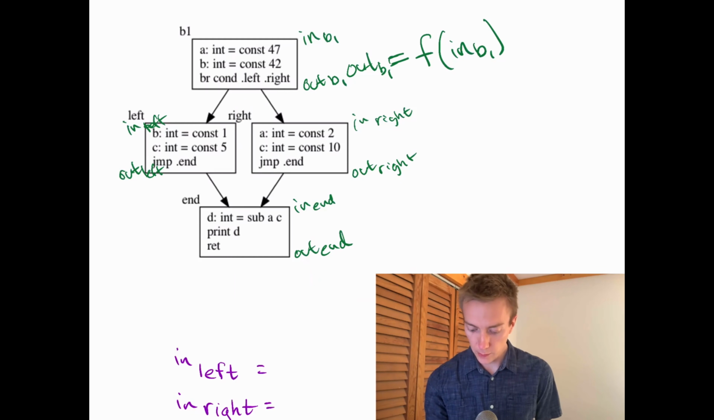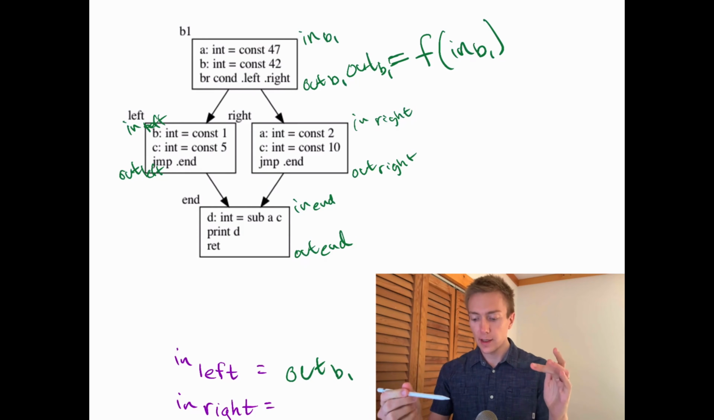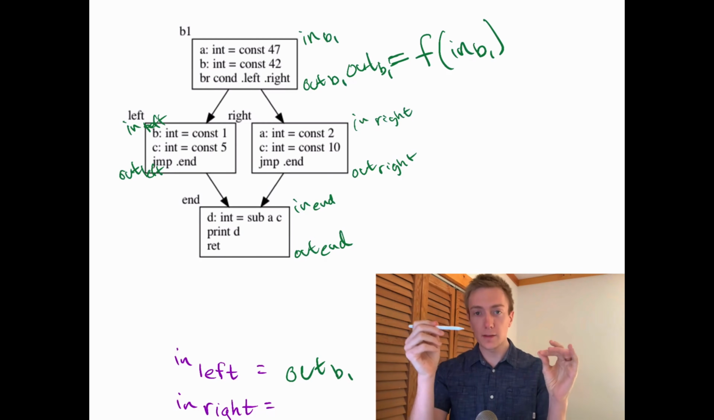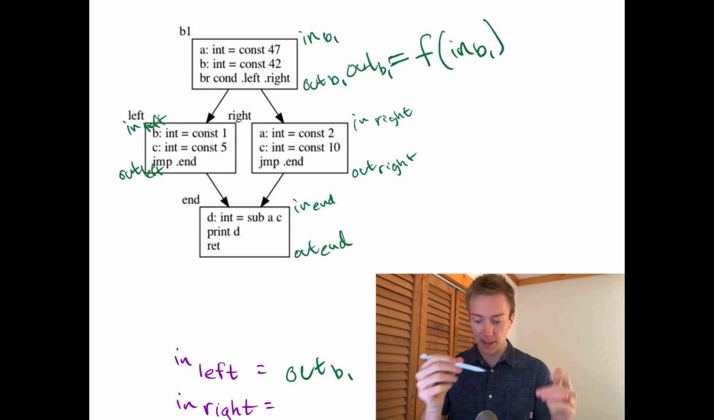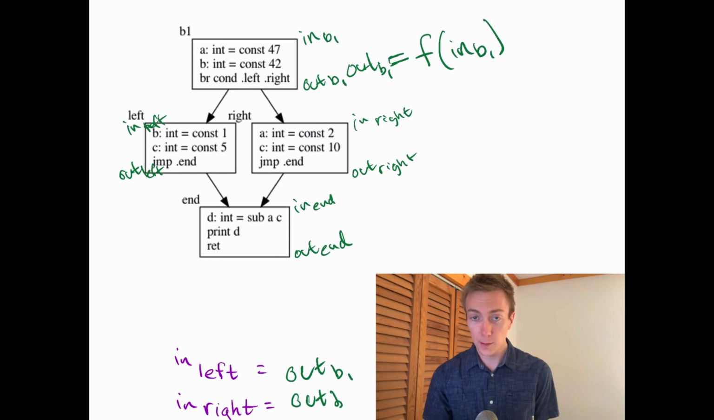I think it should be equal to out B1. That is, whatever was true about the program at the very end of B1 has definitely better also be true at the beginning of the left basic block. That's also true of the right basic block. That is, in right should be equal to out B1. Whatever was true about the program that we're wondering about at the end of B1 should totally still be true at the beginning of the block that it jumps to.